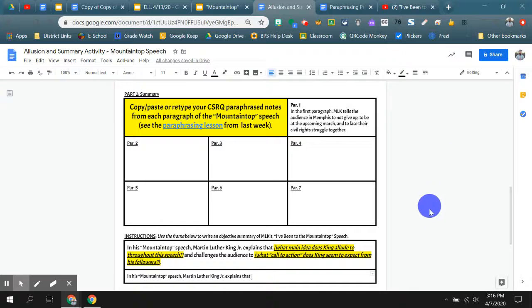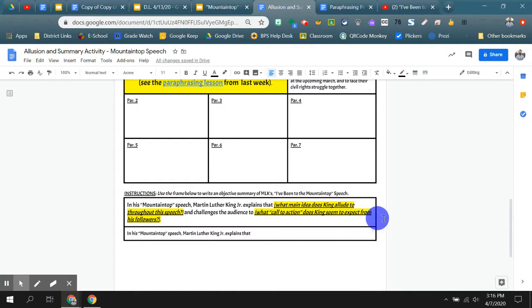Think about that. Then after you've answered that part, you're going to copy down the black text just like I did: "and challenges the audience to." The second part of this answer that you're going to have to come up with on your own is an answer to this question: what call to action does King seem to expect from his followers?